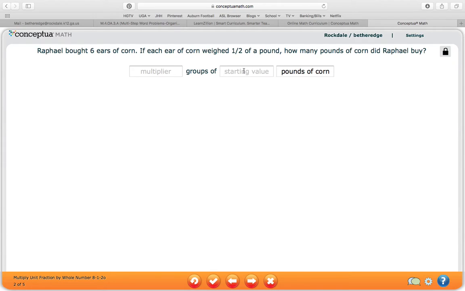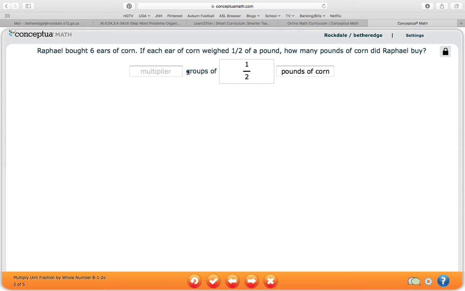What's our starting value? Go back and reread the problem. What did it start at? How many pounds did we start with? Well, 6 is ears of corn. That's not telling me how many pounds. We didn't start with 6 pounds. If I keep going, I should see, oh, half of a pound. I started with half, so that's my number I'm going to drag here. Half a pound of corn.